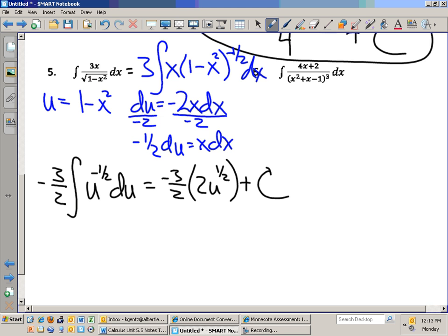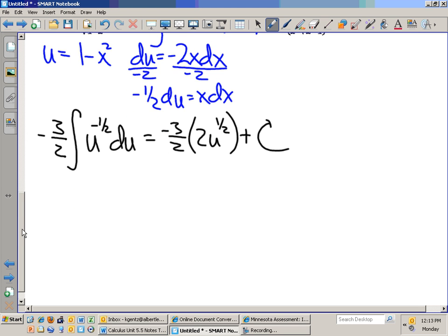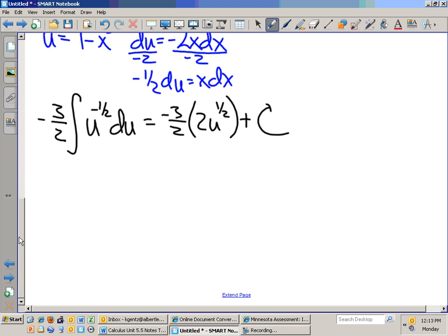Remember your negative 3/2 out front that you need to use. What happens to the 2's? They cancel. I get negative 3. Yes. Negative 3 times the square root of 1 minus x squared plus c. And there's my result.